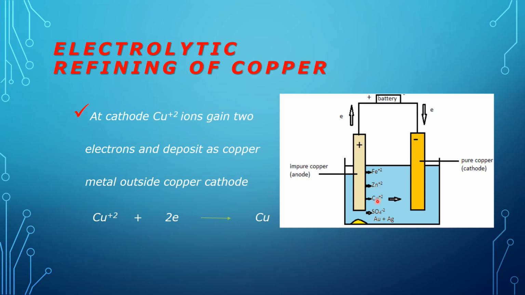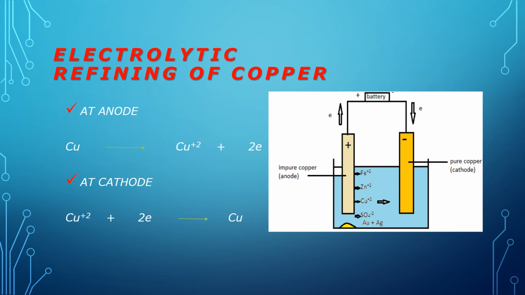When these copper ions reach cathode, then at cathode, copper ions will gain 2 electrons and deposit in the form of copper metal. Copper metal, being insoluble, will precipitate out and will become the part of cathode. As a result, the cathode will grow in size.